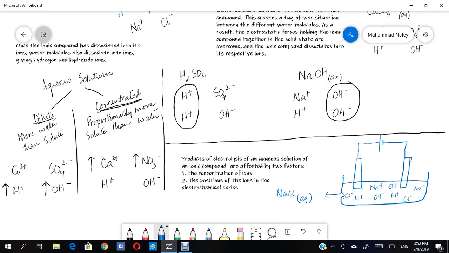Now when current is passed through this electrolyte, this electrode becomes the positive electrode and this electrode becomes the negative electrode. The positive electrode is going to attract the anions, that is both hydroxide ions and chloride ions will be attracted to the positive electrode. Similarly, both sodium ions and hydrogen ions will be attracted to the negative electrode, that is the cathode.